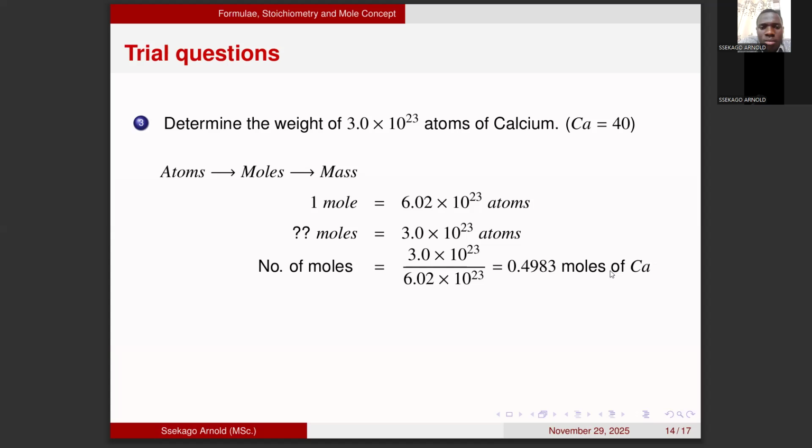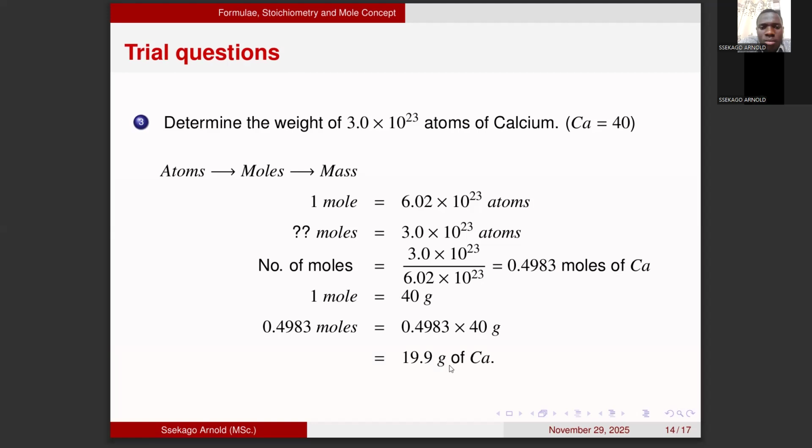Now we have our moles, so we can convert them to mass. From moles to mass, what do we use? We use 1 mole is equal to molar mass, and for calcium, that molar mass is 40. So 1 mole is equal to this. What of the calculated moles? The 0.4983 moles shall be equal to 0.4983 times 40 grams. And computing that, we obtain 19.9 grams of calcium. Therefore, that is the first alternative.